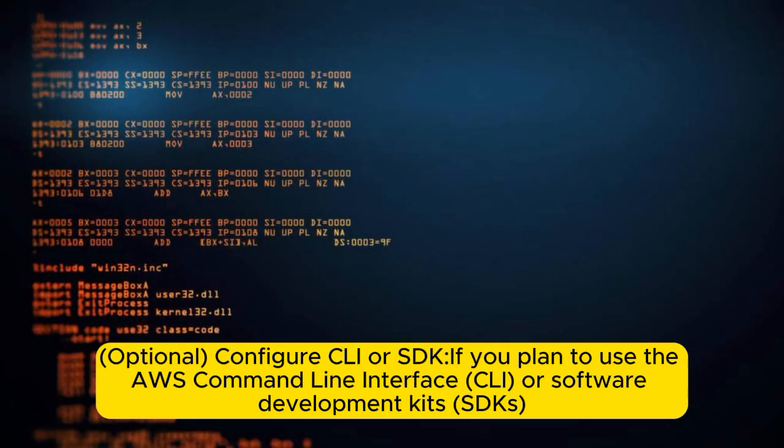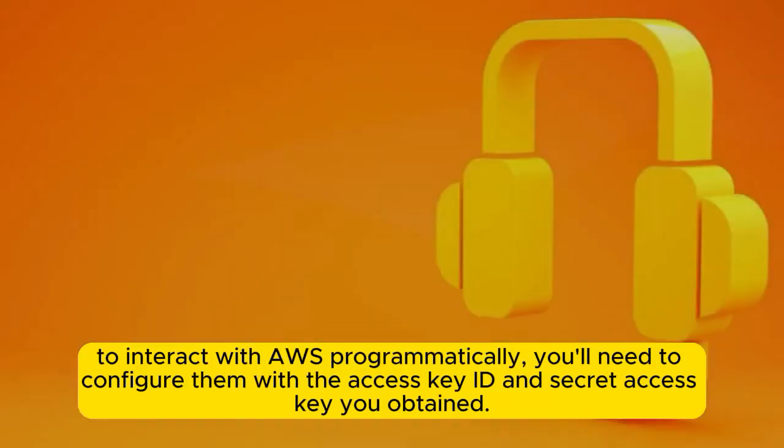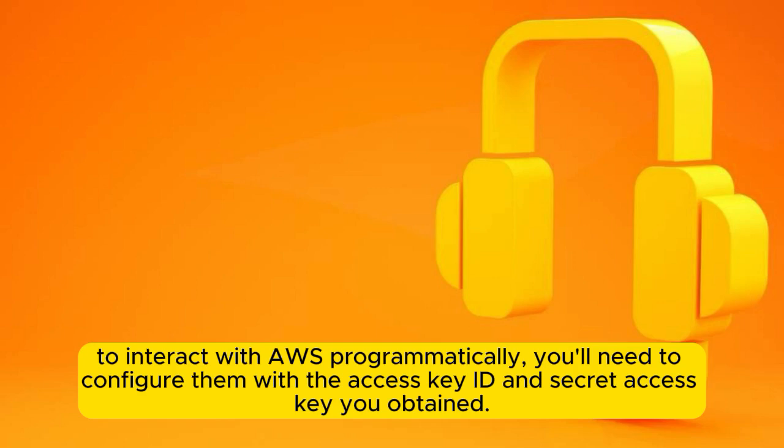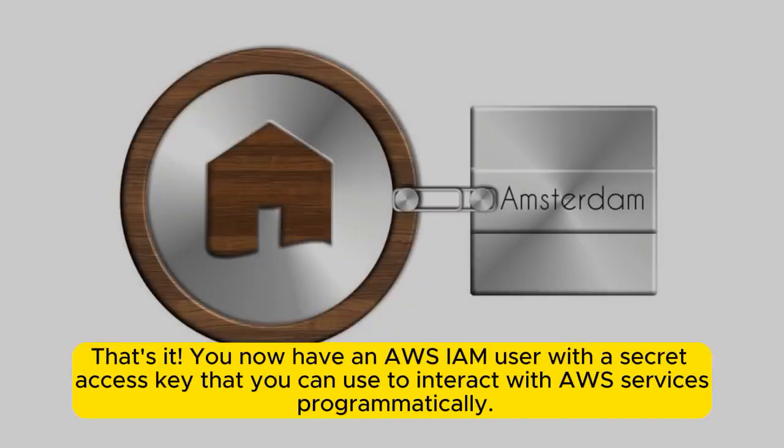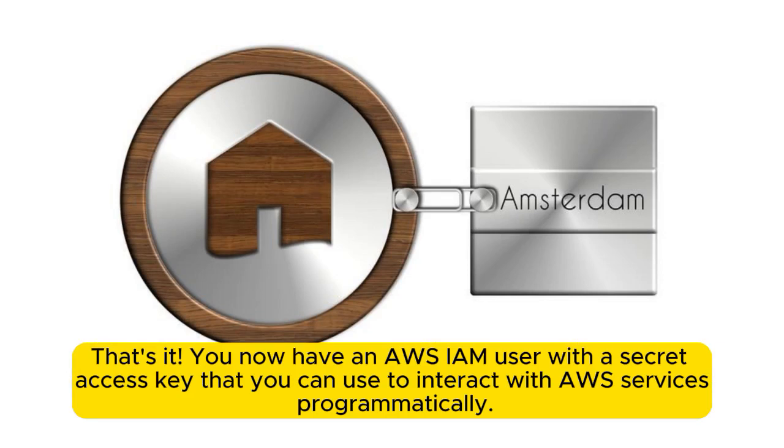Optional: configure the CLI or SDKs if you plan to use the AWS Command Line Interface (CLI) or Software Development Kits (SDKs). To interact with AWS programmatically, you'll need to configure them with the access key ID and secret access key you obtained. That's it. You now have an AWS IAM user with a secret access key that you can use to interact with AWS services programmatically.